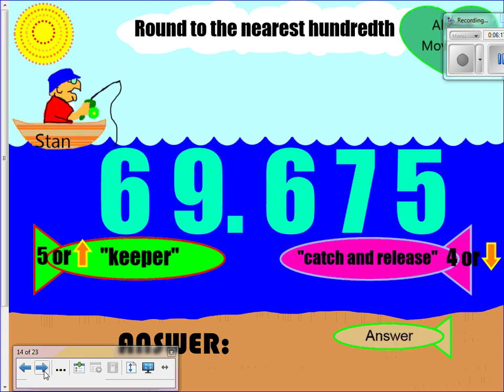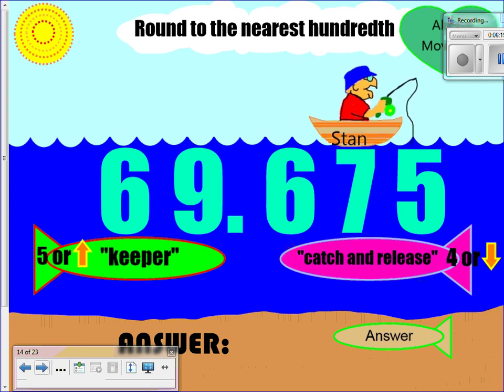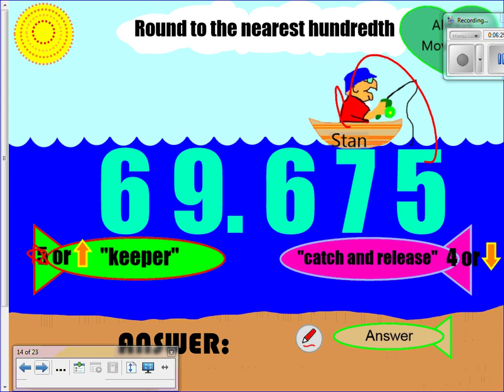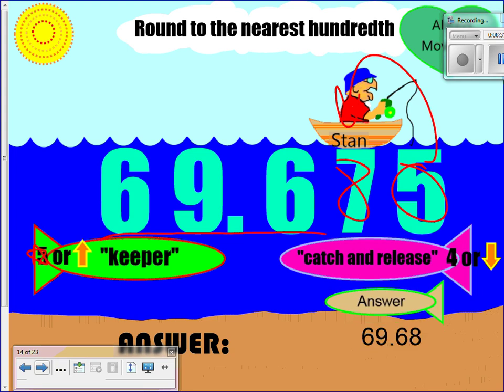Nearest 100th again, I'm moving all the way over to the 100th place, looking at the 5 or larger, it's a keeper. So I'm bringing it into my boat. This becomes an 8, this becomes a 0. The rest of these numbers stay the same, kids. Let's take a look, how do we do? 69.68.